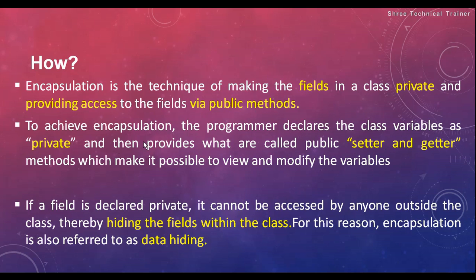To achieve encapsulation, the programmer declares the class variables as private and then provides what are called public setter and getter methods, which make it possible to view and modify the variables. So what does the programmer do? He declares the variable as private and uses public methods to access the variables. That's how encapsulation is achieved in a program. If a field is declared private, what will happen? Naturally, it cannot be accessed by anyone outside the class. Therefore, we are hiding the fields within the class. For this reason, encapsulation is referred to as data hiding.